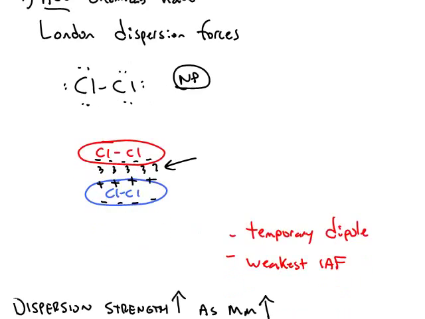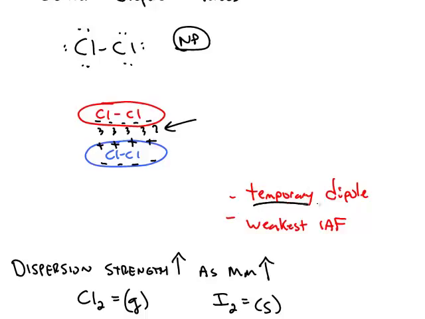This is a temporary dipole. We have a temporary negative end and positive end. Because it's temporary, that random motion of electrons is going to cause that dipole not to exist after a certain amount of time, which means this is the weakest intermolecular attractive force.